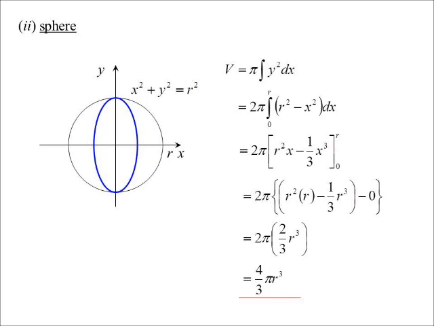There we go, we get our 4/3 pi r cubed. See? It does come from something. We didn't just make these formulas up.